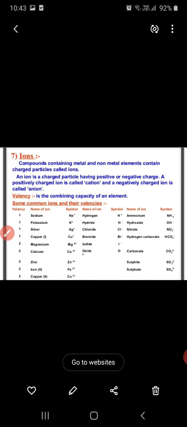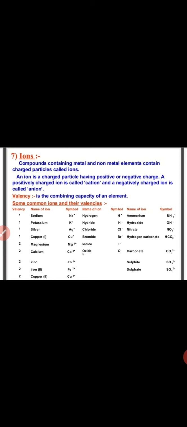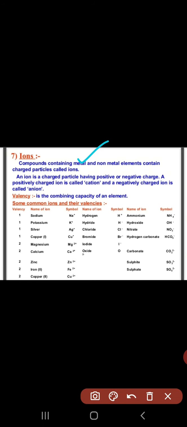Now let's move to the next topic: the ion. What is an ion? A compound containing metal and non-metal elements contains charged particles, which are called ions. An ion is a charged particle having a positive or negative charge.